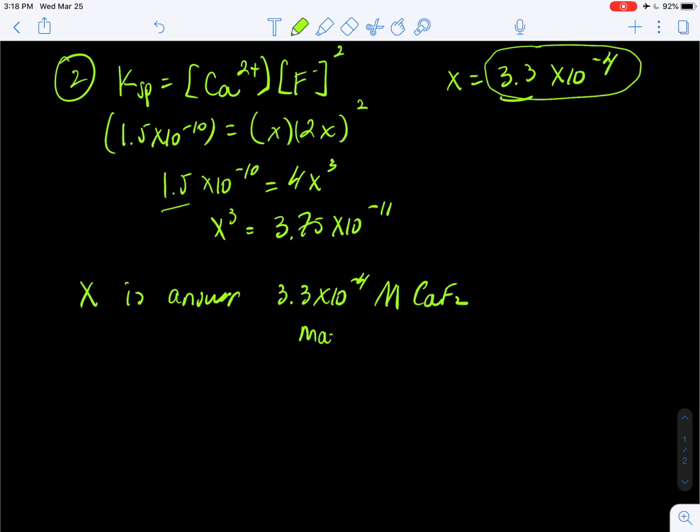So this is the maximum concentration we could have of this crystalline substance. If we tried to make more of it, it would just make more solid. Okay?